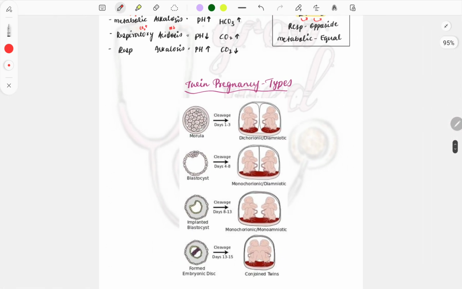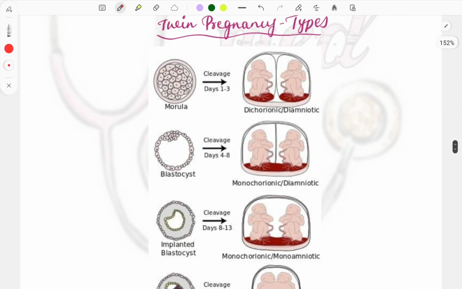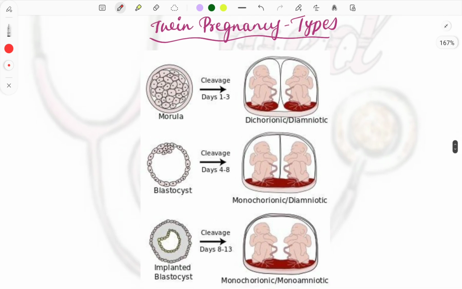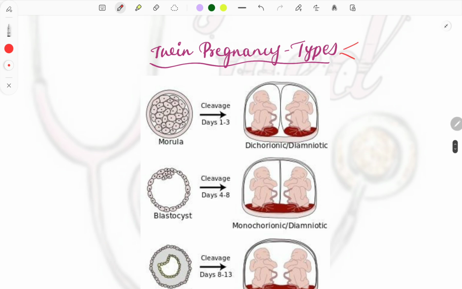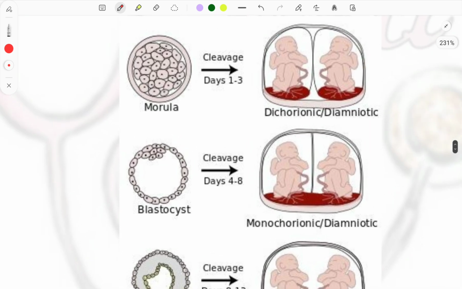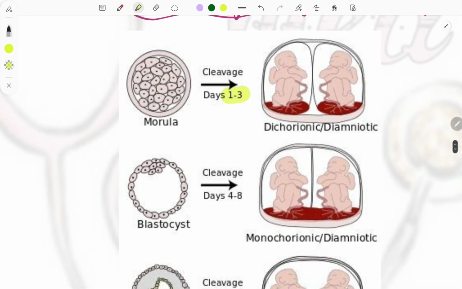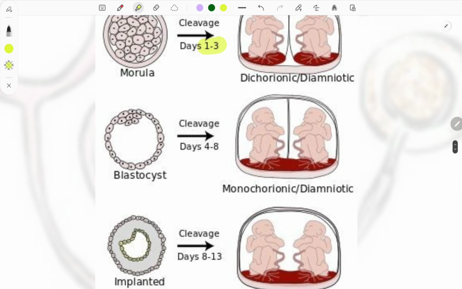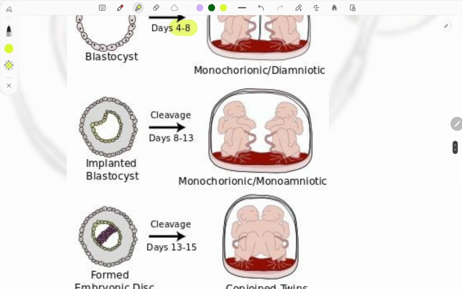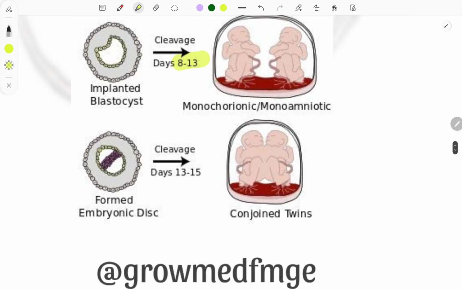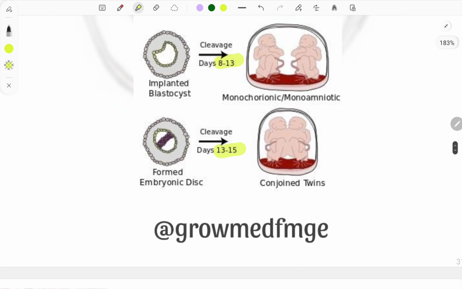Then twin pregnancies, so OBG, and it is a very important topic. Questions are asked on the types of twin pregnancies. We all know that there are two types, monochorionic and dichorionic. Questions are asked like on which day the cleavage occurs and which twin is formed. If it divides on day 1 to 3, it will form dichorionic diamniotic. If day 4 to 8, monochorionic diamniotic, and day 8 to 13, monochorionic monoamniotic, and day 13 to 15, conjoined twins.